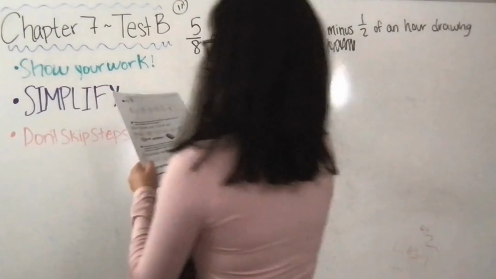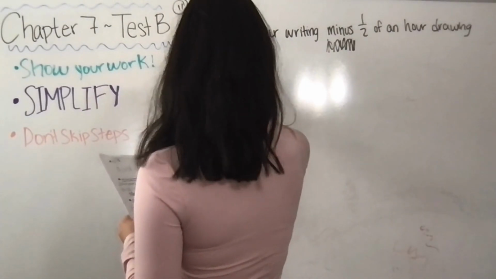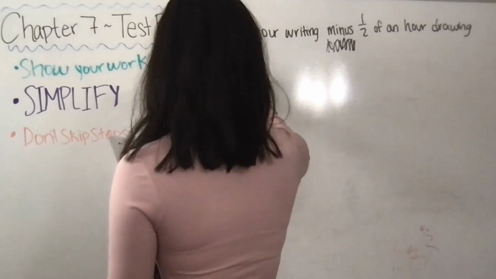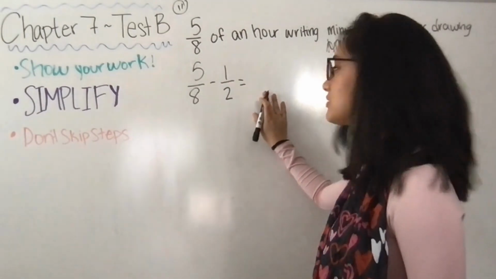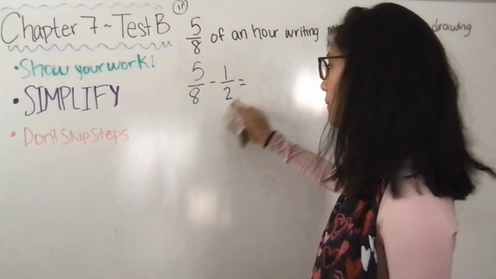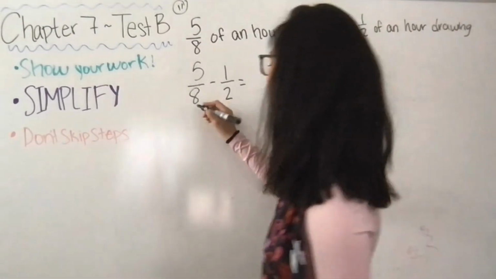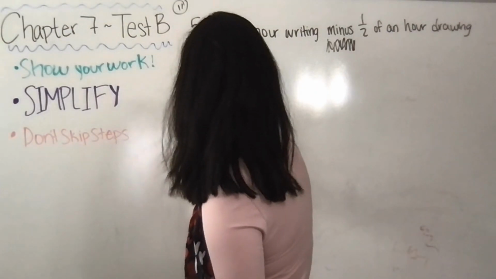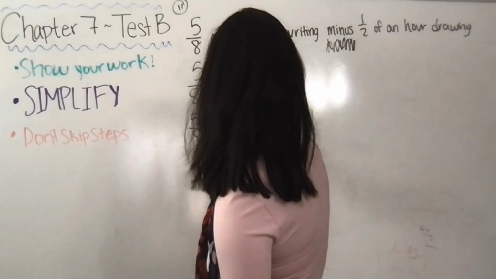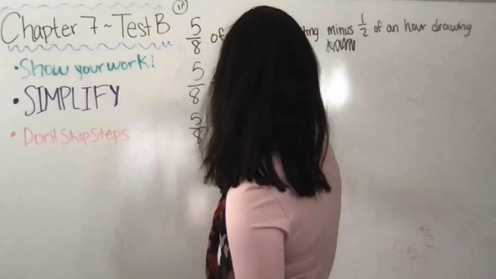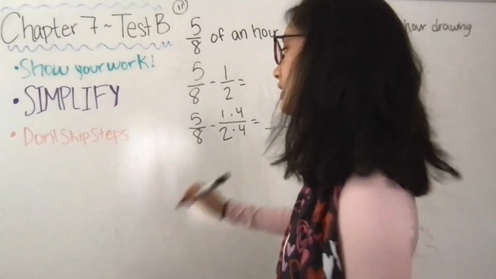So your problem is 5/8 minus 1/2 equals what? You know you have to find the common denominator because right now 8 and 2 aren't the same number. So how many times does 2 go into 8? 4 times, because 2 times 4 is 8. Show your work. Don't skip any steps.